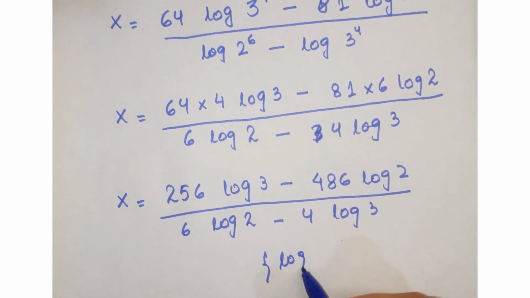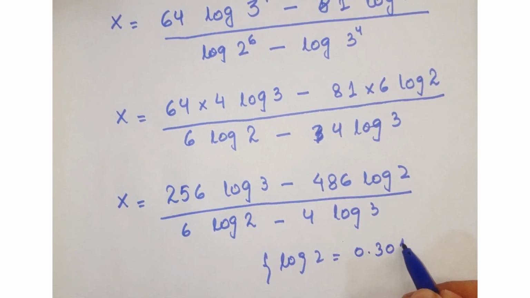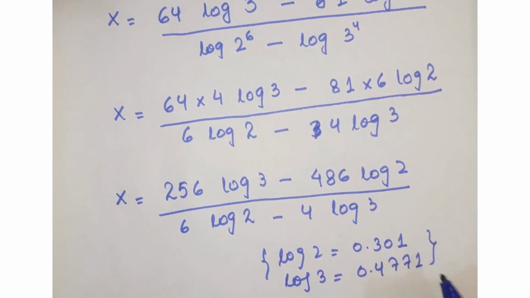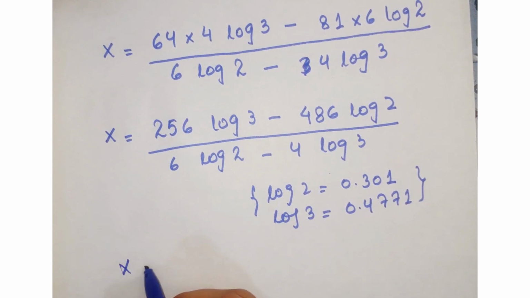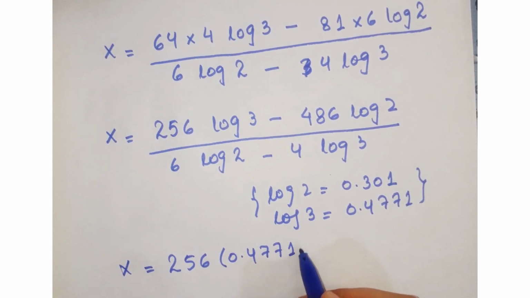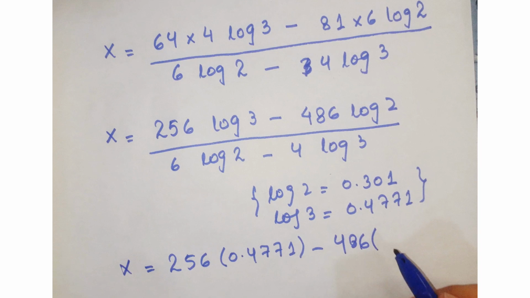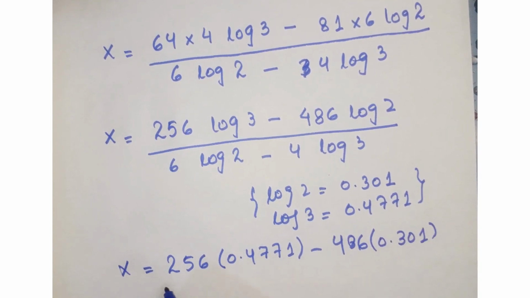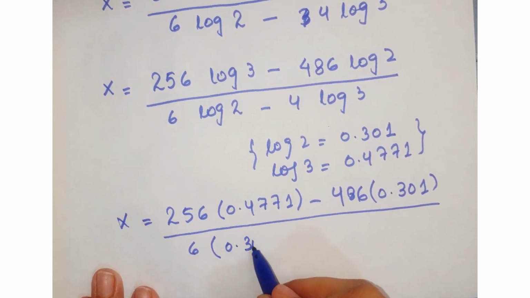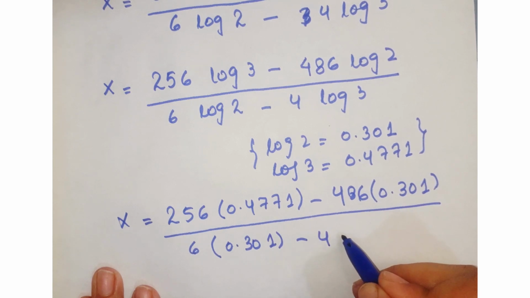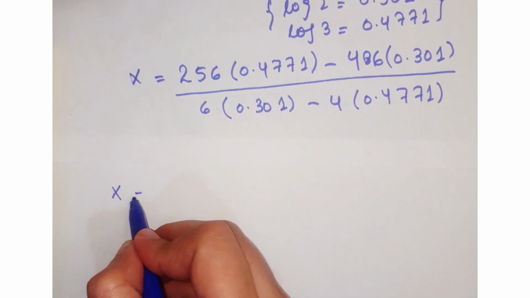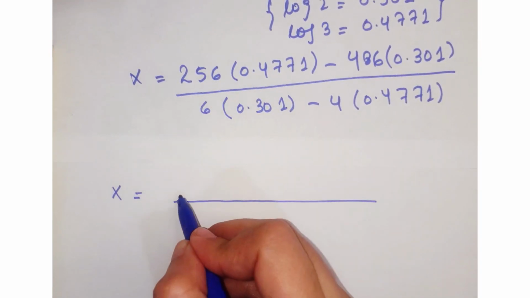Now you know that log of 2 has a value 0.301 and log of 3 has a value 0.4771. Now we are going to put this in: 256 times 0.4771 minus 486 times 0.301 upon 6 times log of 2, which has a value 0.301, minus 4 times log of 3, which has a value 0.4771.